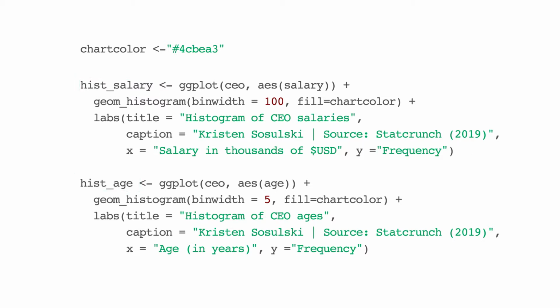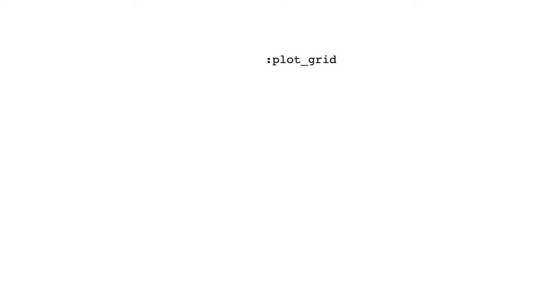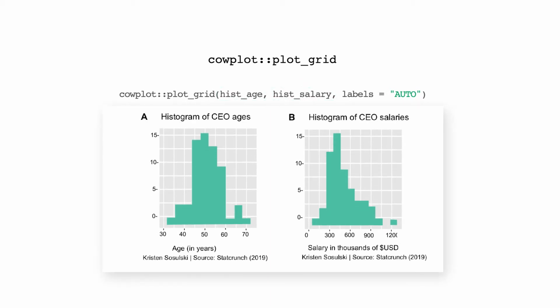Now let's arrange the charts side by side. We can do this using the plot grid function from the cowplot package. Here, we pass 2 variables, hist_age and hist_salary, into the plot grid function to see the graphs plotted side by side.